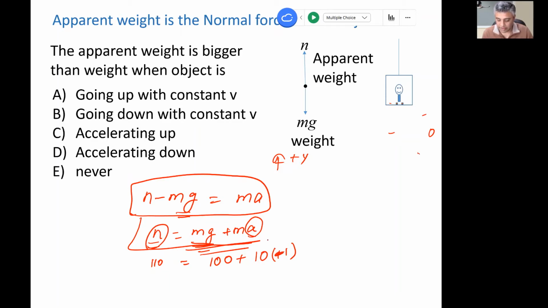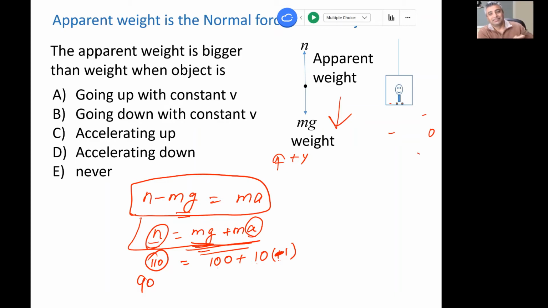But if A is negative, let's say it was accelerating down, if that was negative, then this would be 100 minus 10, which means it would be 90, which is less than the weight, mg, which is 100, I'm assuming at this point. Okay, so looks like C is the correct answer in this case. So the weight remains the same, but the apparent weight changes when there is acceleration.